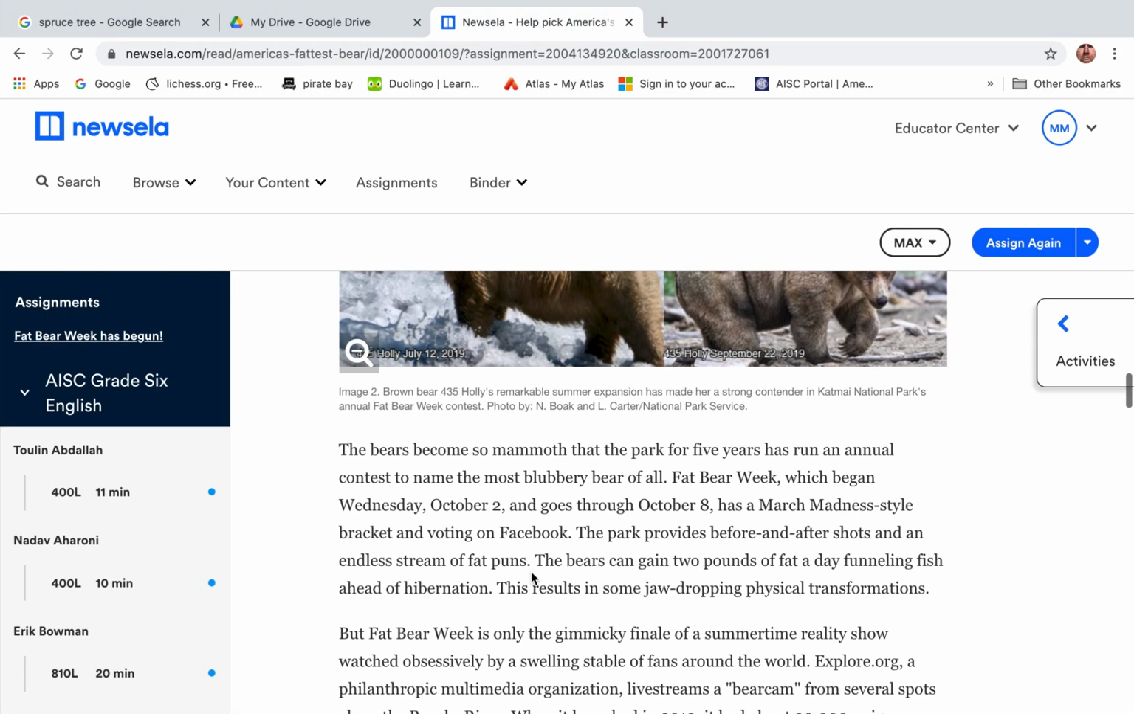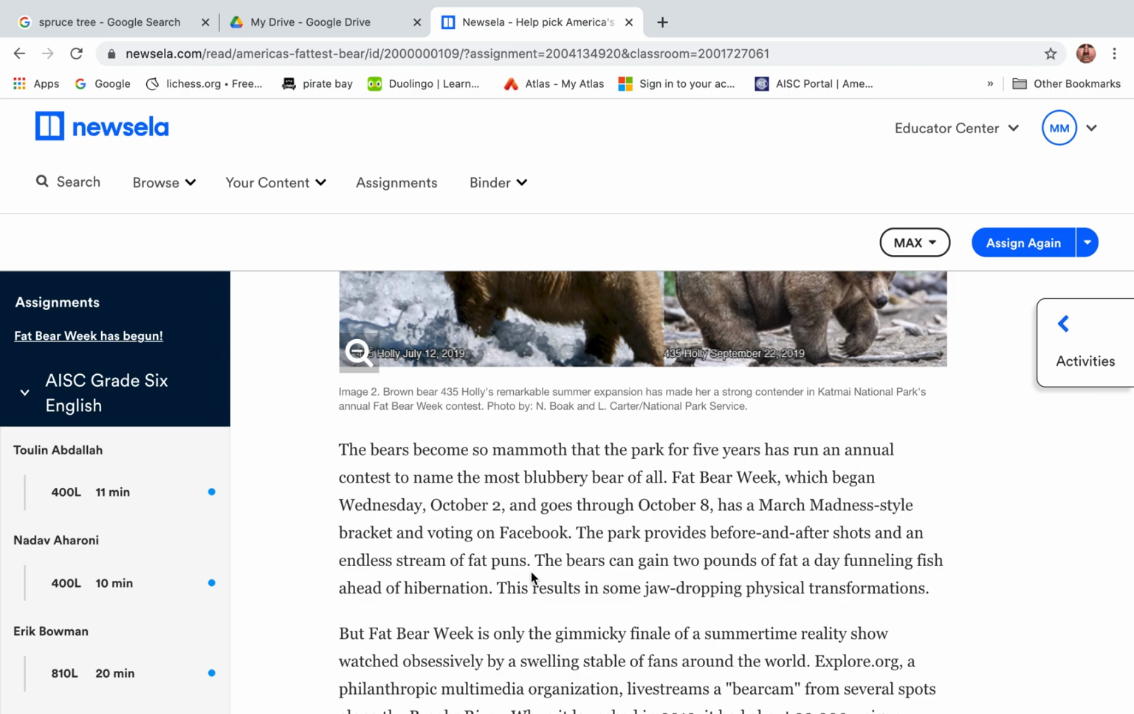Okay, the bear has become so mammoth that the park for 5 years run an annual contest to name the most blubbery of all, Fat Bear Week, which begins Wednesday, October 2nd, goes to October 8th. It's a March Madness style. Oh, what's March Madness? Does anybody know? That's the bracket that they use for college basketball in the United States, which everybody knows about. It happens in March, and it's a big playoff. But anyway, so they use a style like that.